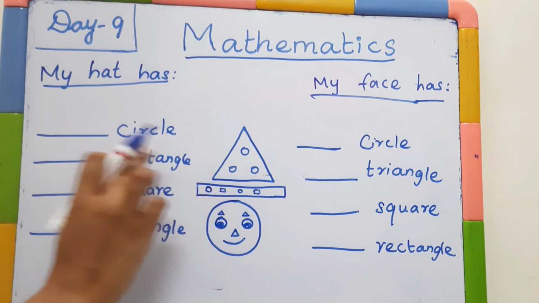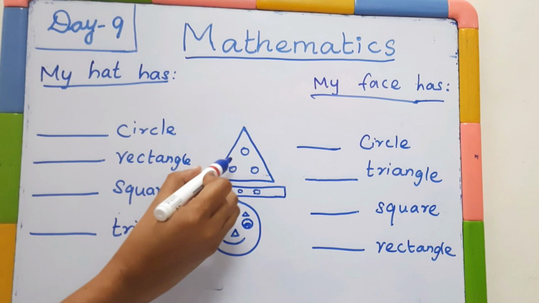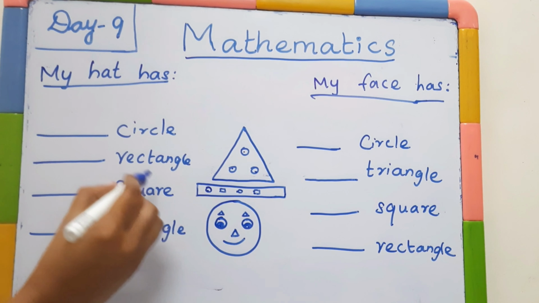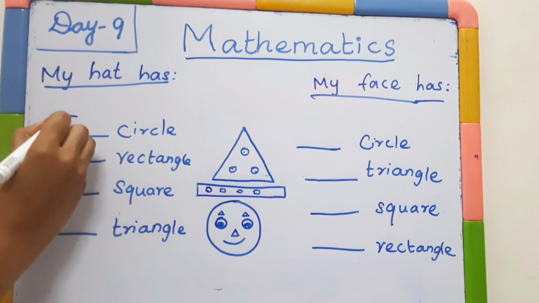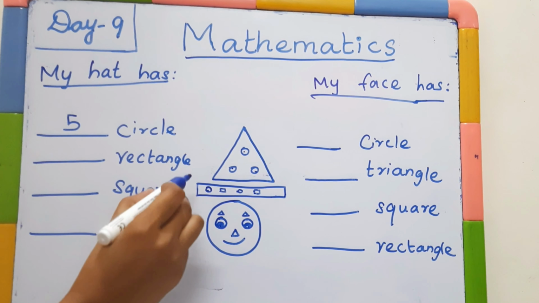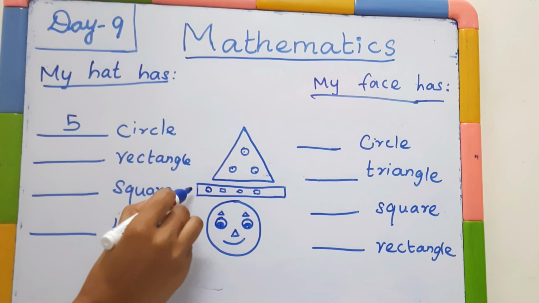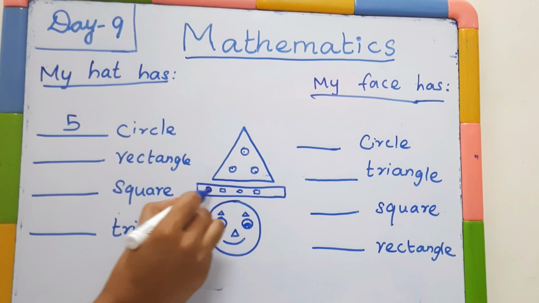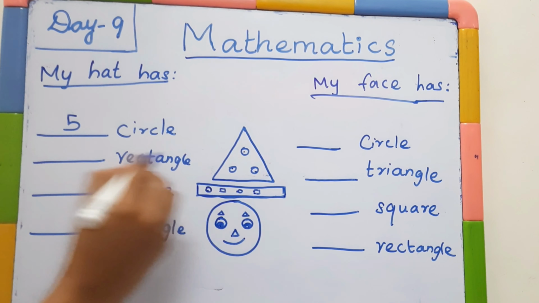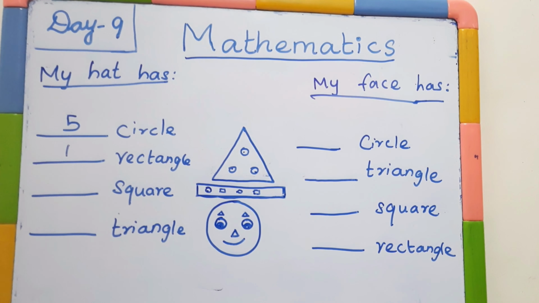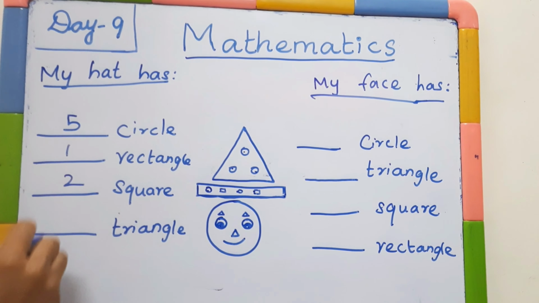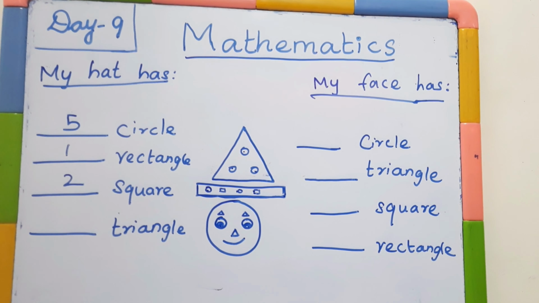In this hat, how many circles are there? Count. 1, 2, 3, 4, 5. 5 circles. How many rectangles are there? See, how many rectangles are there here? 1 rectangle. Only one rectangle. Very good. How many squares are there? 1, 2. 2 squares are there. How many triangles are there?